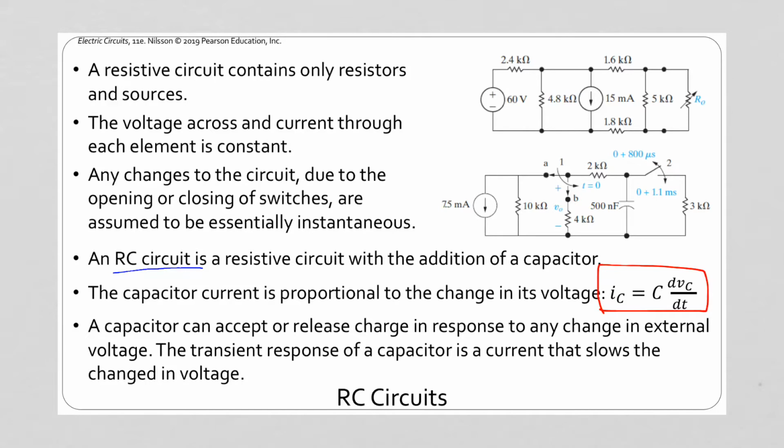And thus, the current can change instantaneously, but the voltage has to be differentiable, and that means that it is continuous throughout its motion. So if you throw a switch that would change the capacitor voltage from one value to another, that capacitor is going to slow down that change in the circuit and will have what's called a transient response to that change in the circuit. That's what we're studying here.